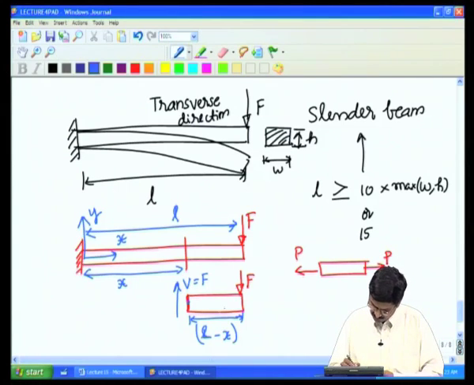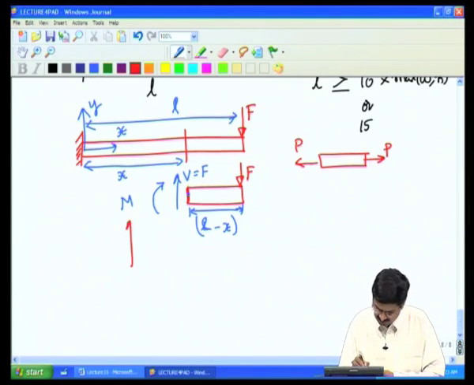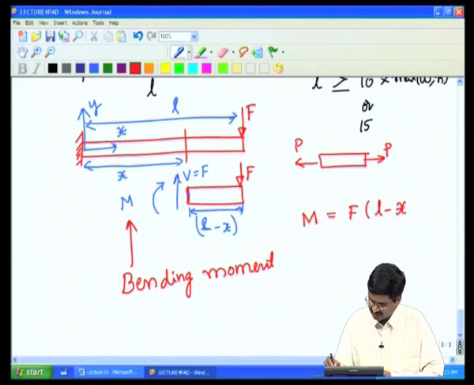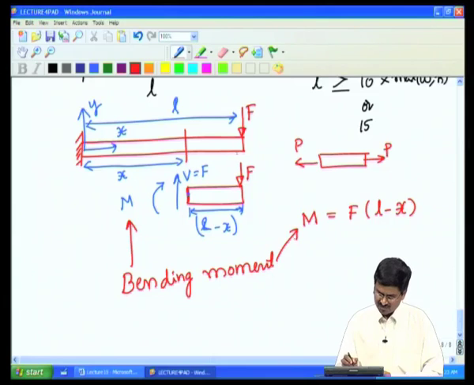If I take moment of this, F times L minus x will act like this, and this we call the bending moment. It is this moment that tries to bend the beam. So, that in this particular case will be equal to F times L minus x, that is the bending moment. As we move from this end to that end, x is equal to L at this point, so there will be L minus x equal to 0, no bending moment. As we move towards this, the bending moment is going to increase as x becomes smaller and smaller.